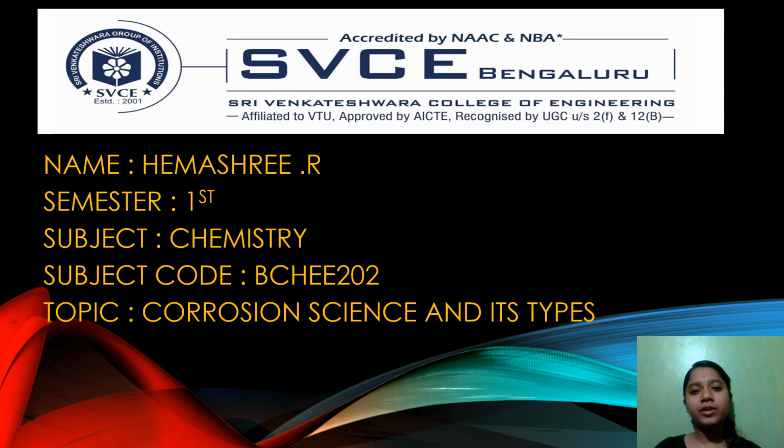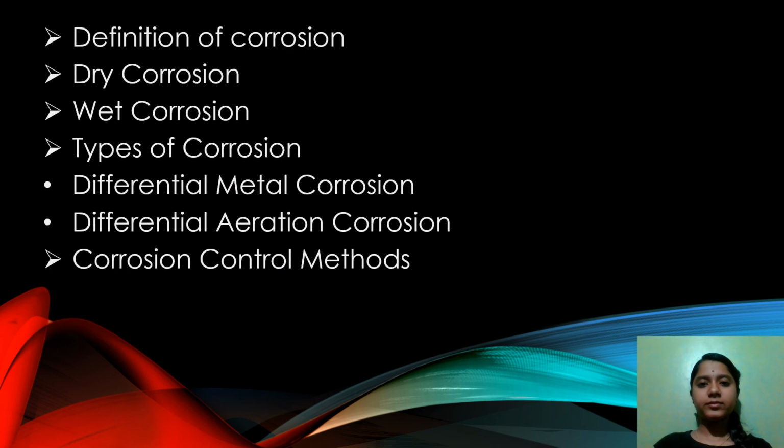Today let us know about corrosion science and its types in chemistry. In this video, let us know more about the topic. In this video, I am covering the definition of corrosion, dry corrosion, wet corrosion, types of corrosion, that is of two types, differential metal corrosion and differential aeration corrosion, and then the last, corrosion control methods.